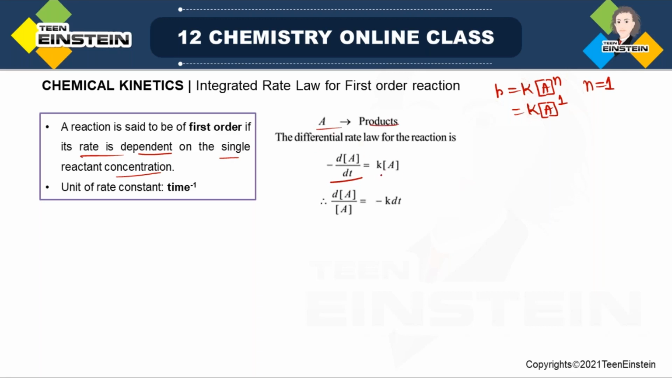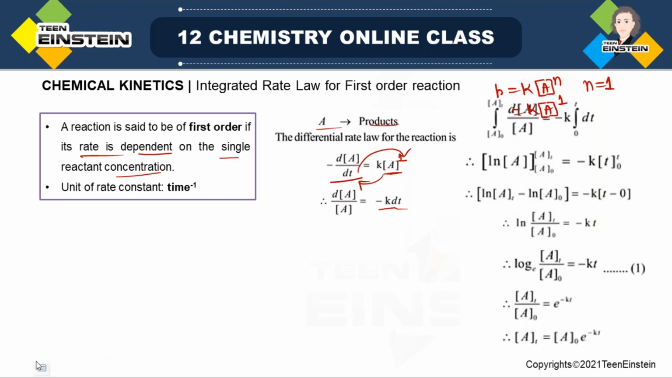The differential law will be like this: k into A to the power 1. Instead of 0, now we have written 1. Now bring A in the denominator and bring dt to the right hand side. Why are we doing so? Because we have to do integration, so similar terms must be present on the same side. So now it is dA/A and this is minus k dt.